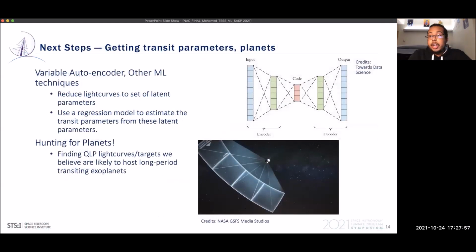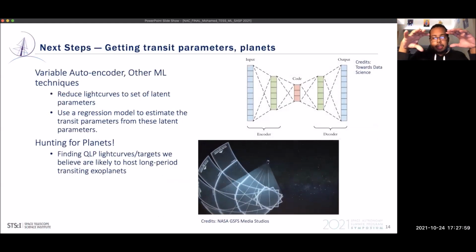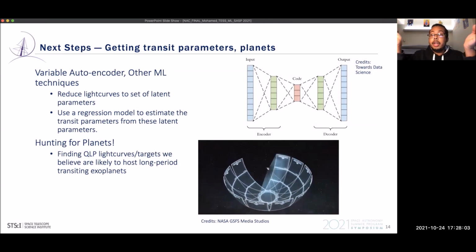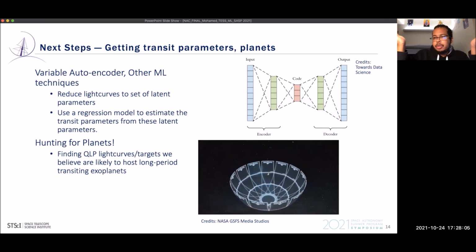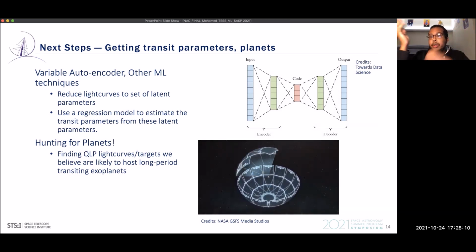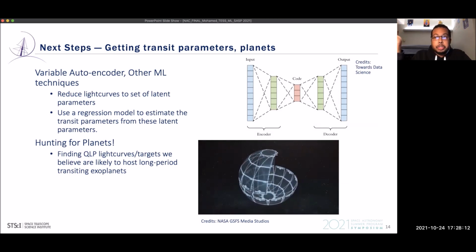Now let's talk about our next steps. So we have a classifier that's able to tell you, does this light curve bear an exoplanet or not? The next question is, what does that exoplanet or that system look like? What's the radius of the planet? What's the period? What's the transit duration? The semi-major axis, etc.